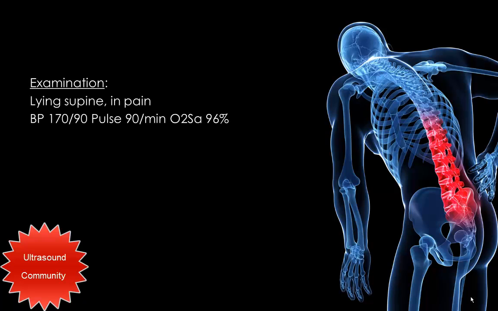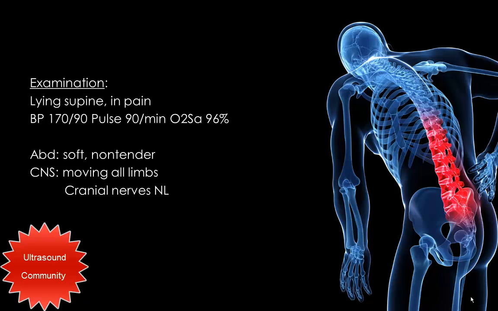On examination, he was really in pain. He was hypertensive. And abdominal exam shows soft and there was no tenderness. Focused neurological exam shows that he is fully conscious and oriented. He's moving all the limbs. There was no neurological deficit. And there was some painful flexion of the right hip.